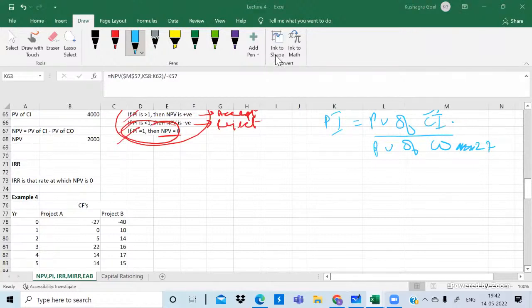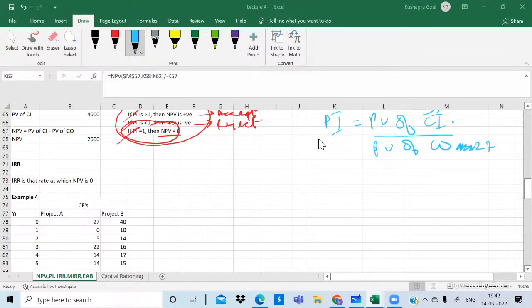Can someone tell me what is the meaning of IRR? Not the formula. What is the meaning of IRR? So let's say if I want to explain IRR to a layman who's not from a finance background, how do I explain that? Return on investment. Great. So what is IRR?